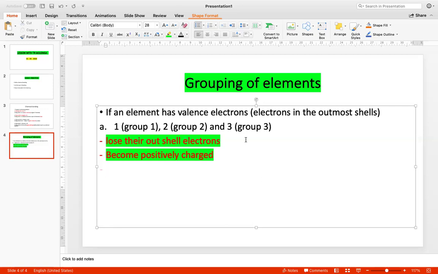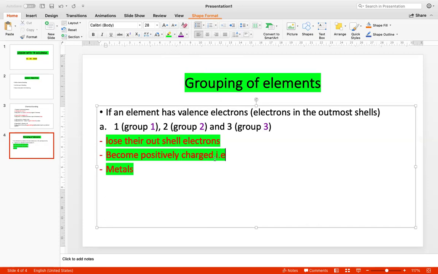What else? Because of this, they are considered to be metals. Very important. So all the elements in group 1, group 2, group 3 lose the outermost shell electrons. These electrons are the ones causing them to belong to a particular group. So if it's in group 3, it has to lose 3 electrons. If it is in group 2, it has to lose 2 electrons. If it's in group 1, it has to lose the one electron. And the size of the charge depends on the number of electrons lost.